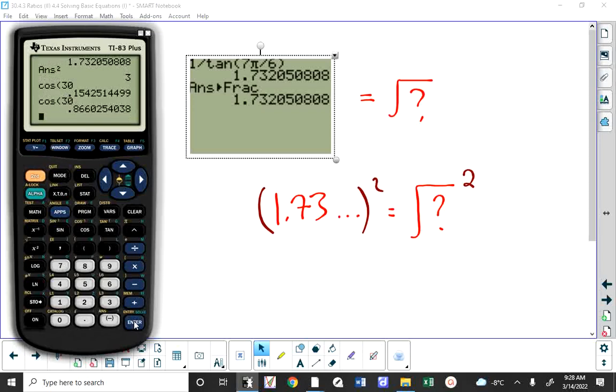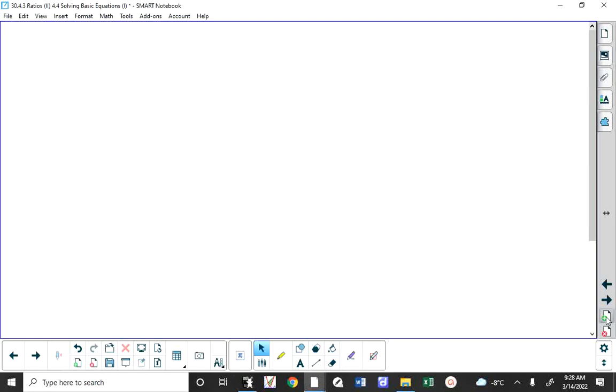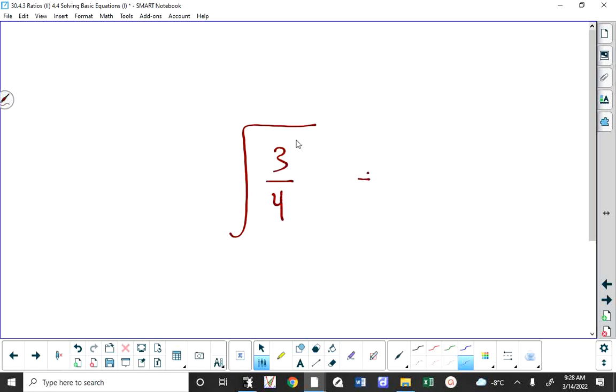Now, how many of you recognize that's root 3 over 2? I mean, if you do, that's great. If you don't, you're going to have to square it to find out what it's the square root of. And it's the square root of 3/4. So how would you write the root of 3/4 as a simplified radical? You'd write root 3 over 2 because the square root of 4 is 2.